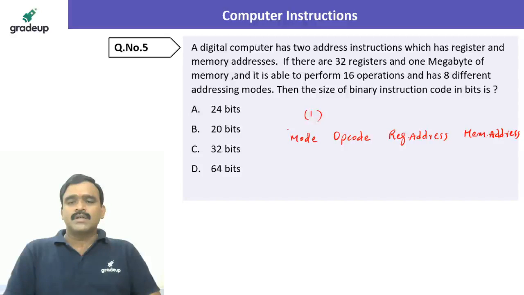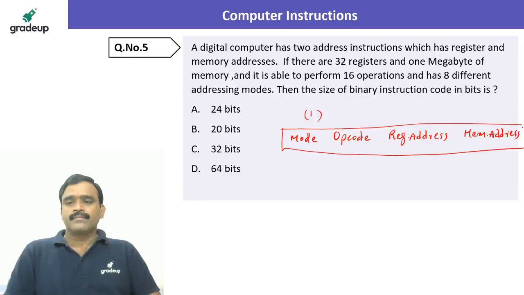So these are the parts of the instruction: the register address part and the memory address part. Now this is the mode, this is the opcode, this is the register code and memory address. So total, we do not know what the size is, we are supposed to find out now.